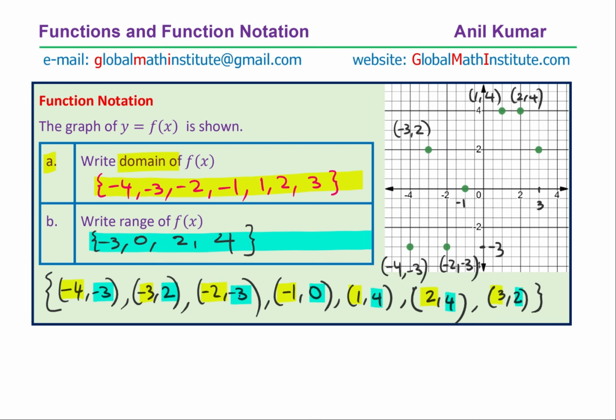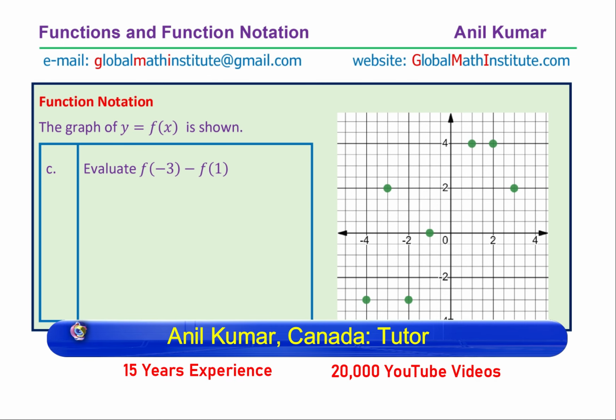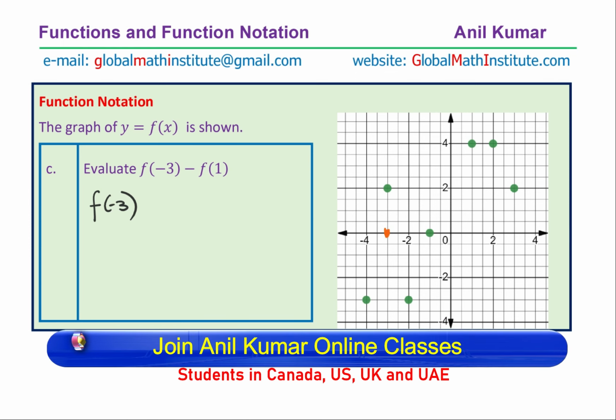Perfect. So now let's move on and answer the next part, which is evaluate f of minus 3 minus f of 1. So look at the graph and find the value of f of minus 3. So where is f of minus 3? So basically the value at minus 3, right? That is the point we're looking at, which is 2, right? So this is equal to 2.